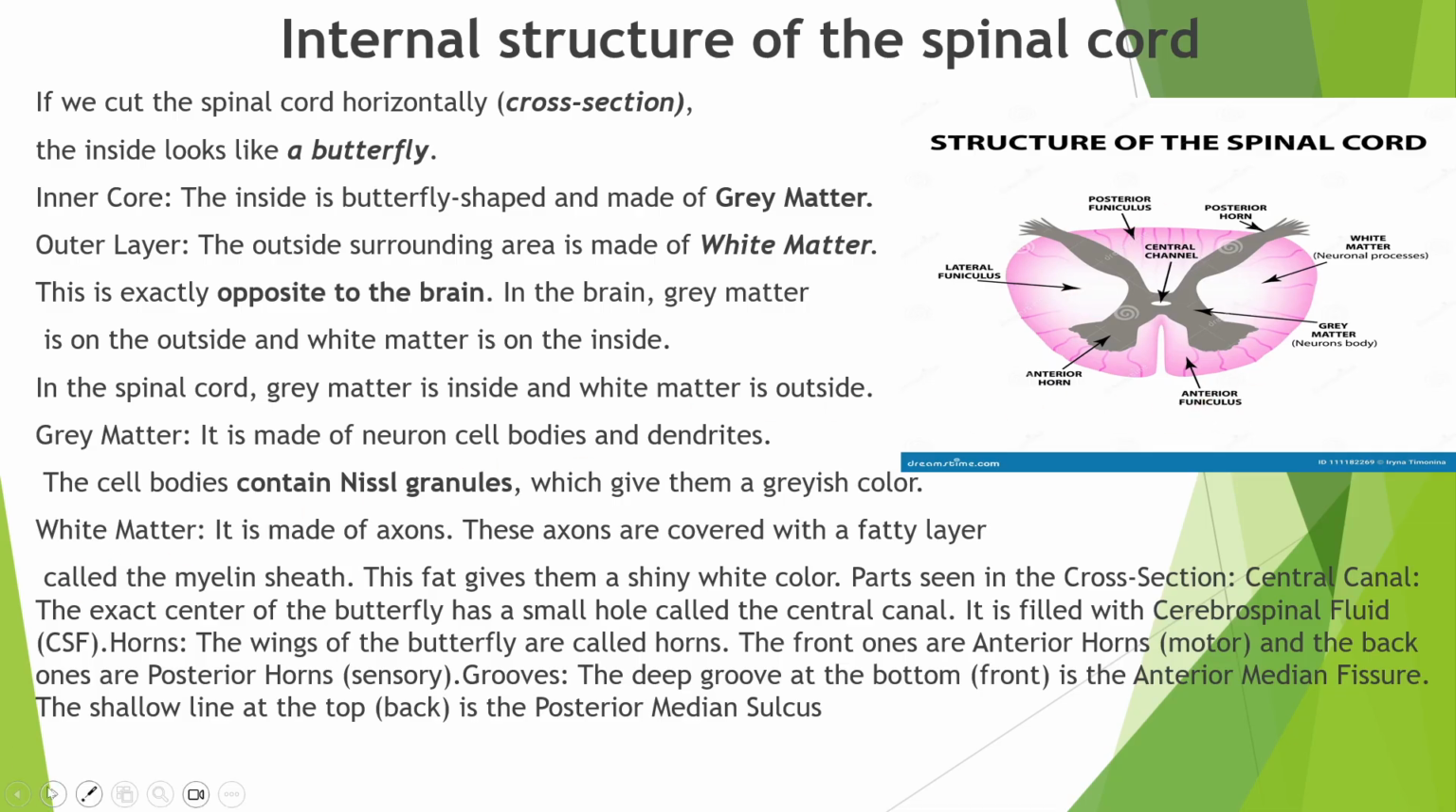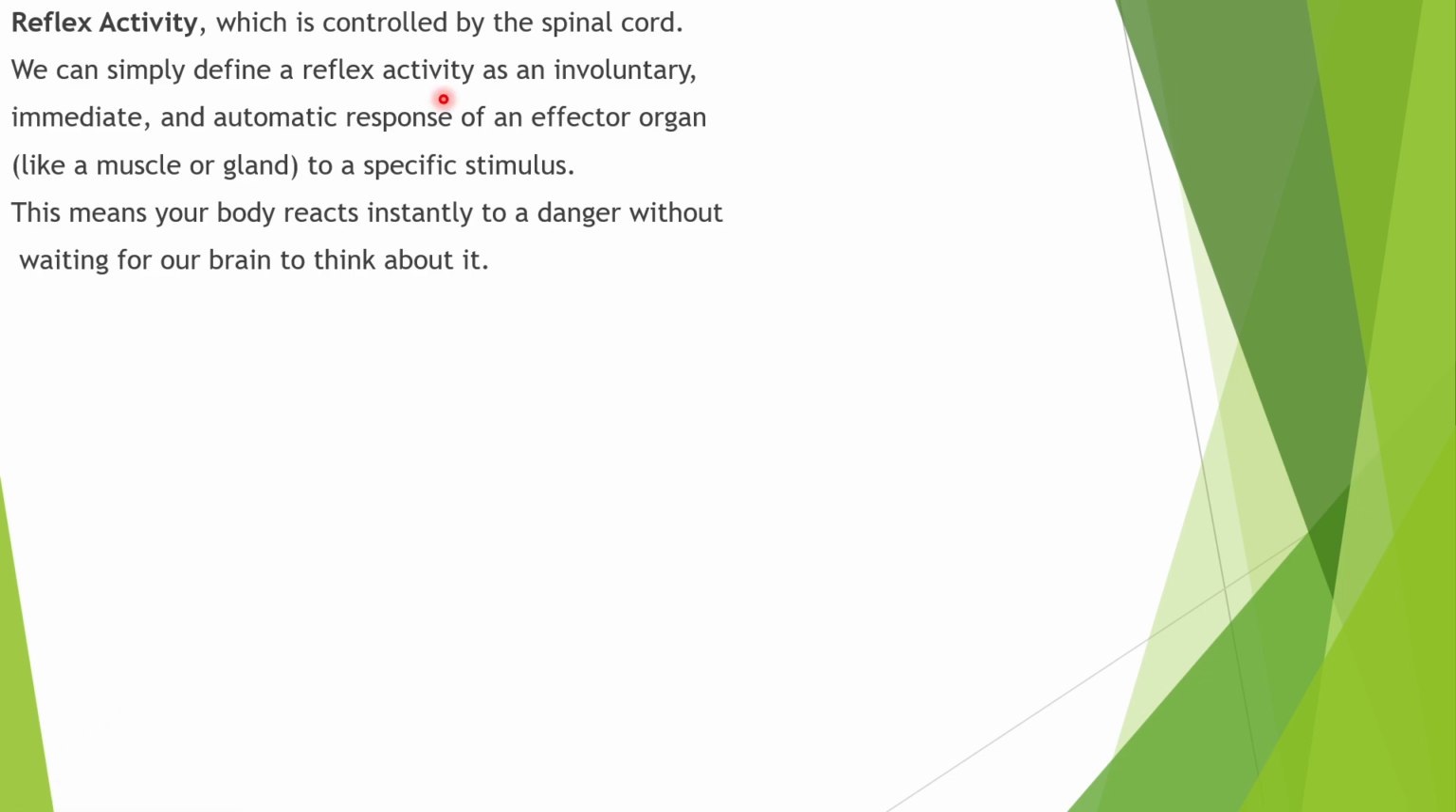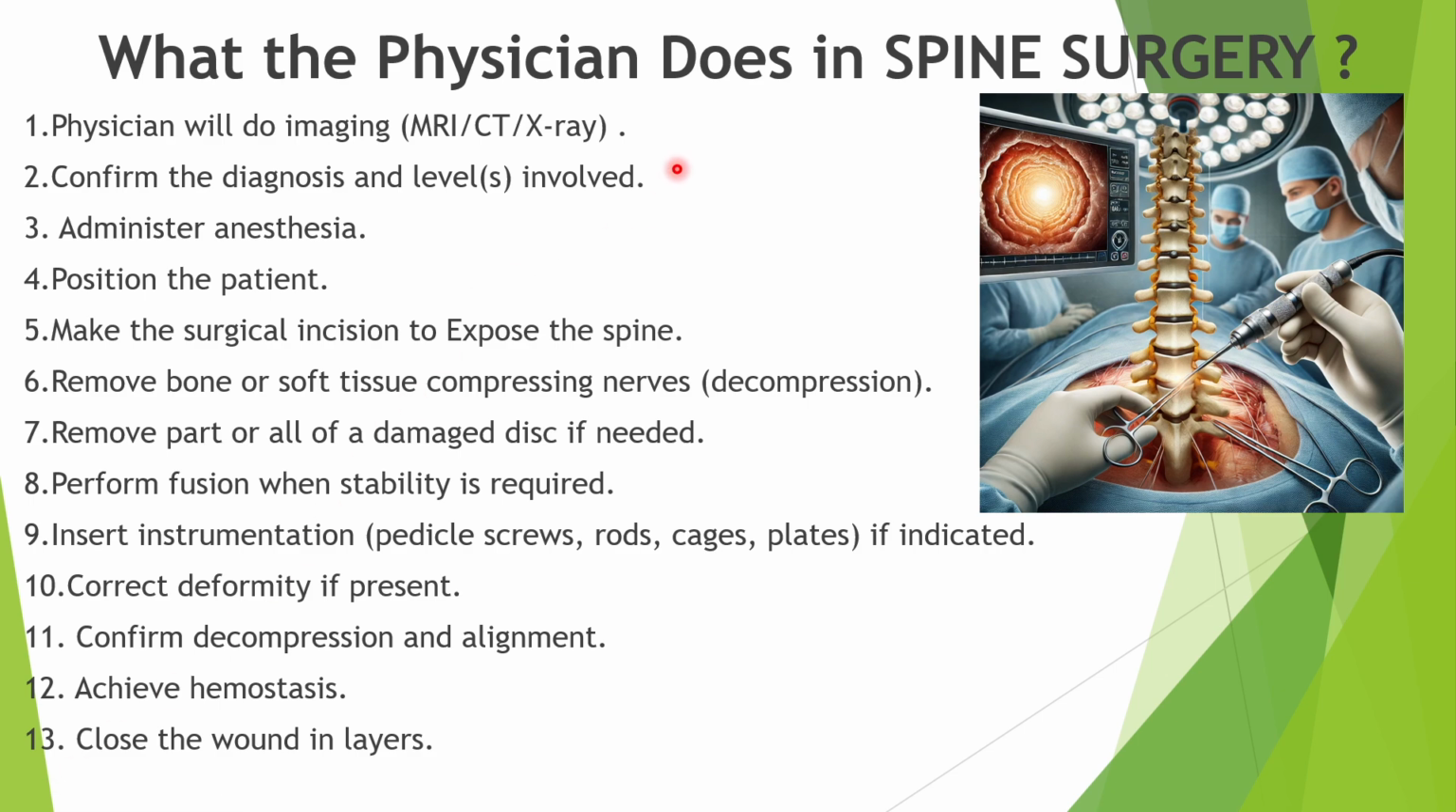Going to the next, there is reflex activity, which is controlled by the spinal cord. We can simply define reflex activity as an involuntary, immediate, autonomic response of effector organs like a muscle or a gland to a specific stimulus. This means our body reacts instantly to danger without waiting for the brain to think about it. So this is the basic anatomy of the nervous system, or the spine.